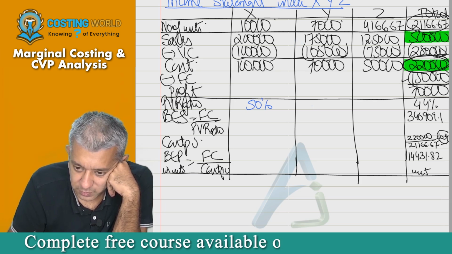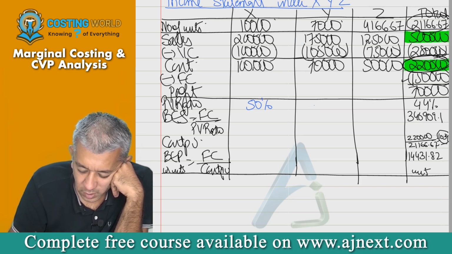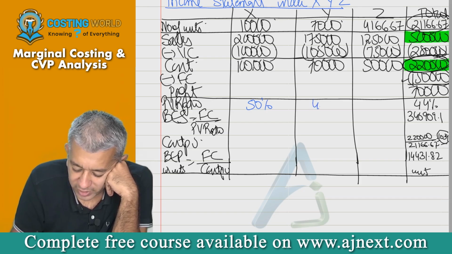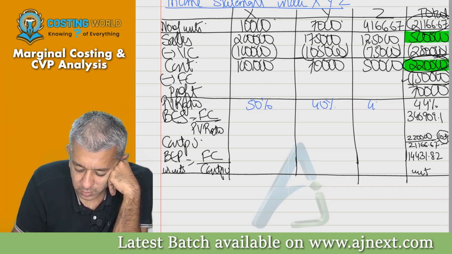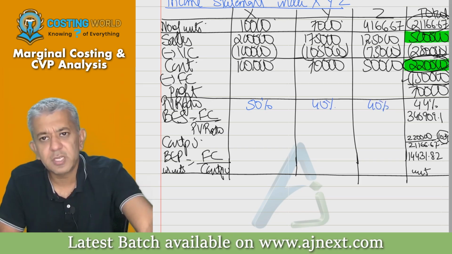Get me the answer? 40%. For Z, 40%. You all got these 3?